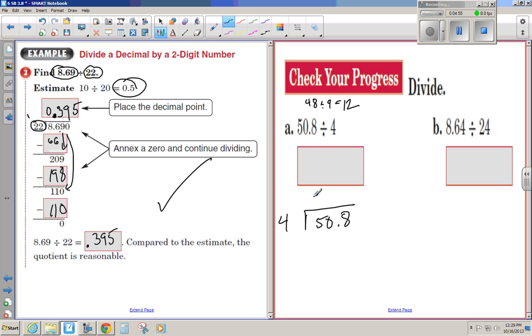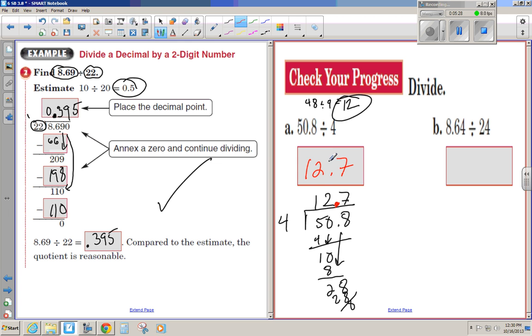4 goes into 5 one time. Bring down the 0. 4 goes into 10 2 times. Bring down the 8. And 4 goes in there 7 times with a 0 remainder. So my answer should be close to 12. My decimal point should be right above the old decimal point, and my solution is 12.7.